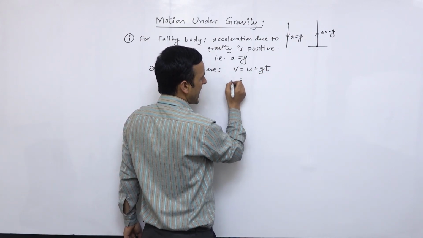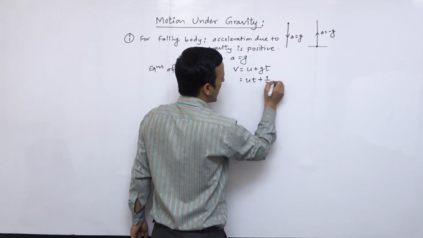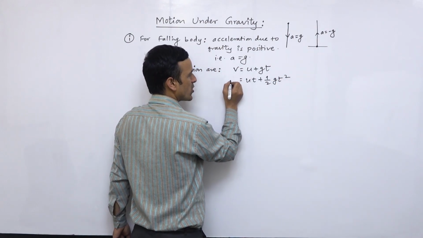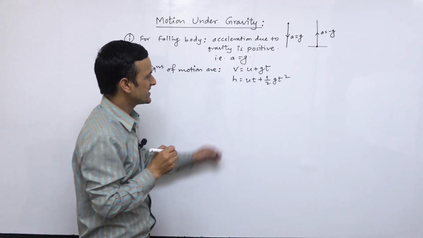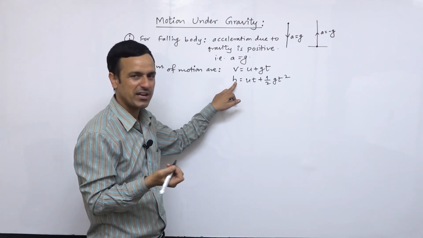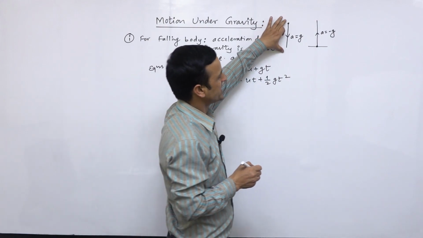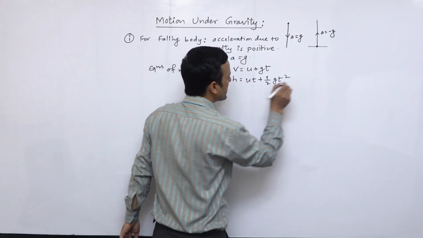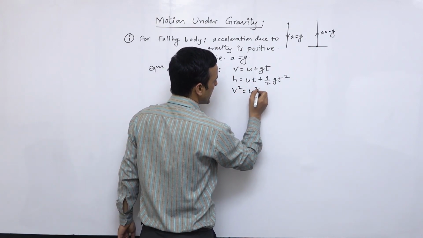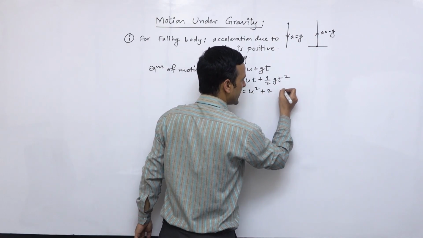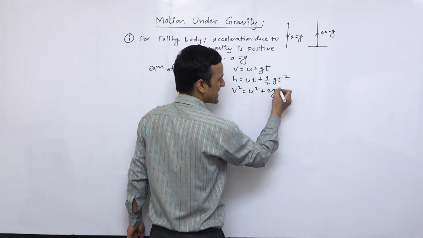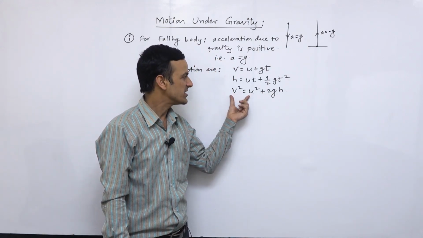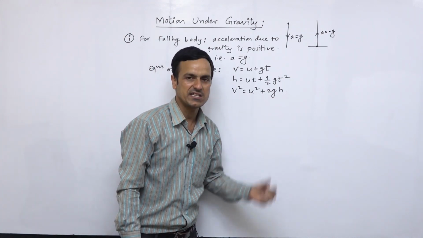Similarly, if s is equal to ut plus half at square हुन्थ्यो भने अब हामी यहाँ gt square हुन्छ र s को ठाउँमा अब यहाँ h हुन्छ. So this is the distance covered by any body or any particle. So it is the height attained by any body. So h is equal to ut plus half gt square, and another equation is v square is equal to u square plus 2as हुन्थ्यो भने a को ठाउँमा g हुन्छ, s को ठाउँमा h हुन्छ. So our equation of motion will be v square is equal to u square plus 2gh.